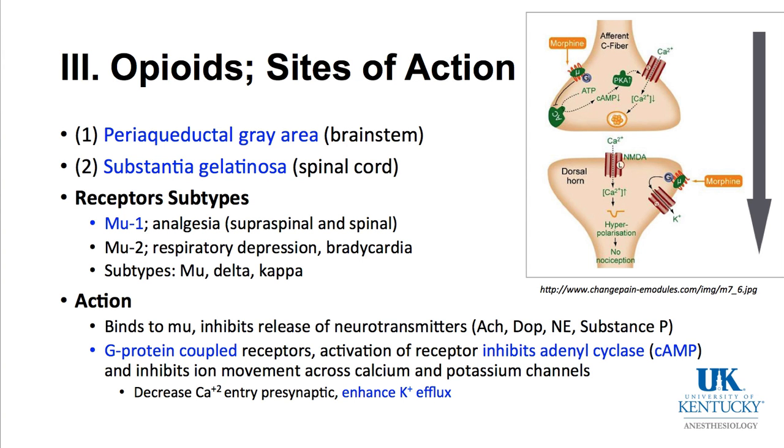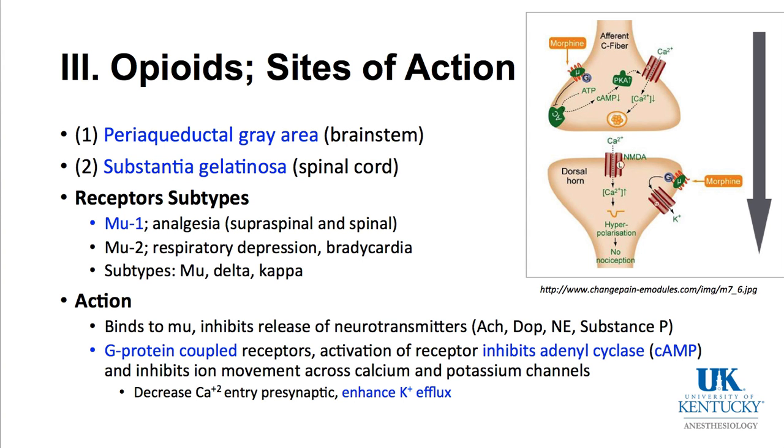So it would be nice if we could separate mu1 analgesia from mu2 respiratory depression, but our current opioids have both. The action of opioids of binding to the mu receptor inhibits release of different neurotransmitters, including acetylcholine, dopamine, norepinephrine, and substance P.